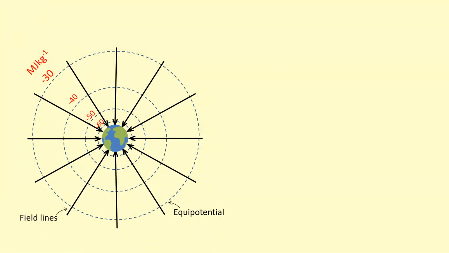You see on this diagram, we've got field lines and equipotentials, and the numbers are the gravitational potential at different distances from the planet Earth in this case. So gravitational potential is the work done to move a 1 kilogram mass from infinity to a point in the field like this. So here it's moving to the minus 40 megajoules per kilogram equipotential, and we can calculate that.